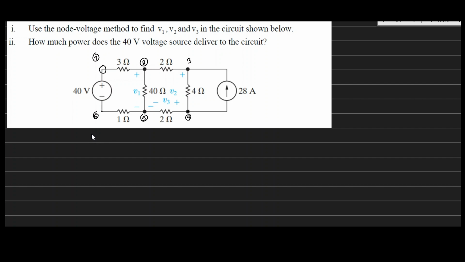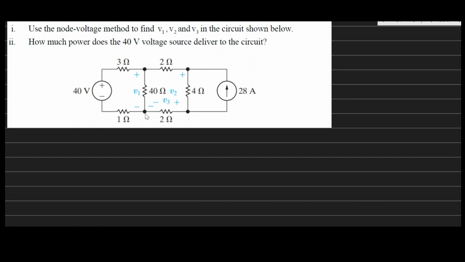But from these nodes that we've counted, we also need to identify which one will be our reference node. A reference node is a node that we give a potential of 0 volts. We can make any node a reference node, but most of the time we choose the node that has the maximum number of elements connected to it. It's very easy.